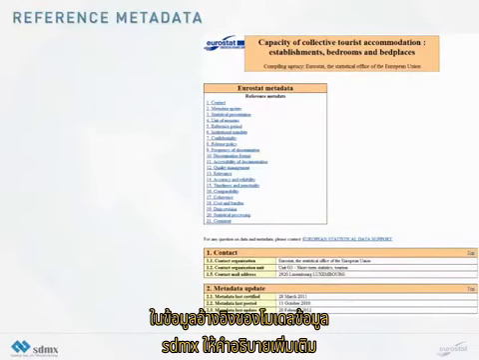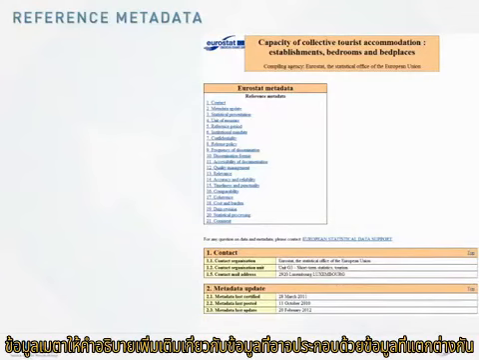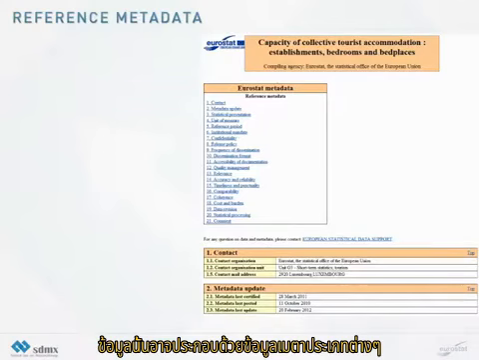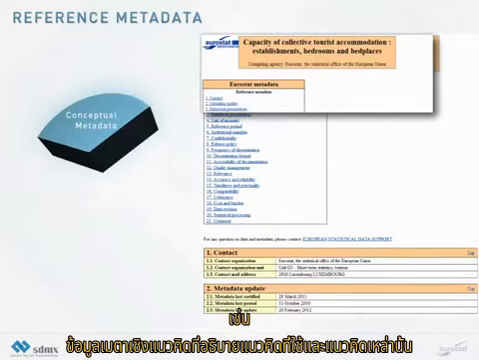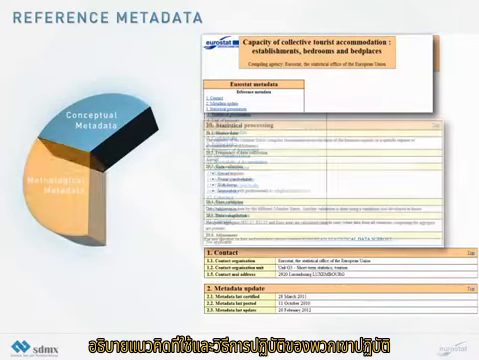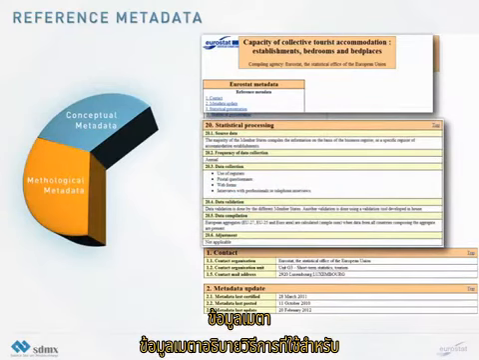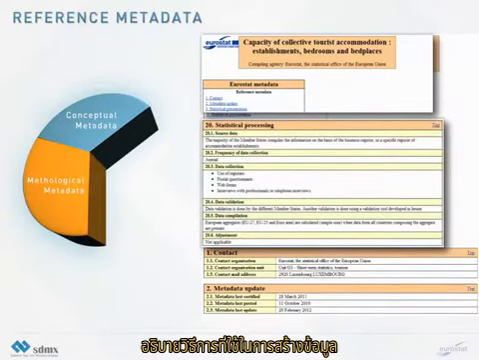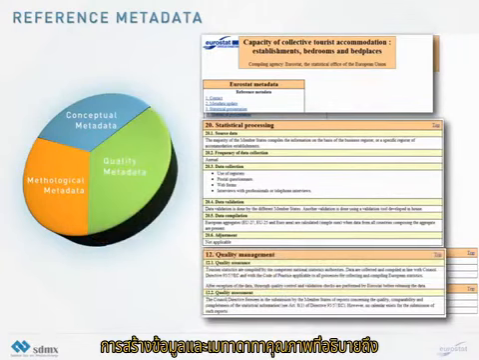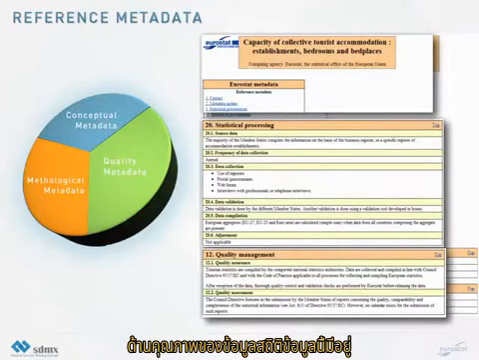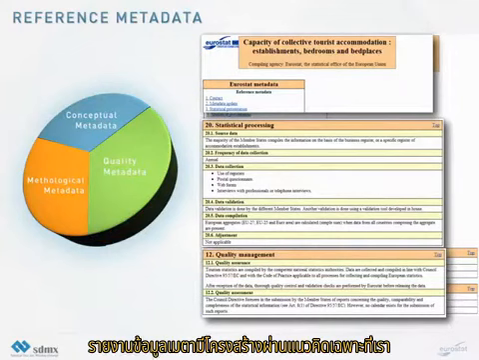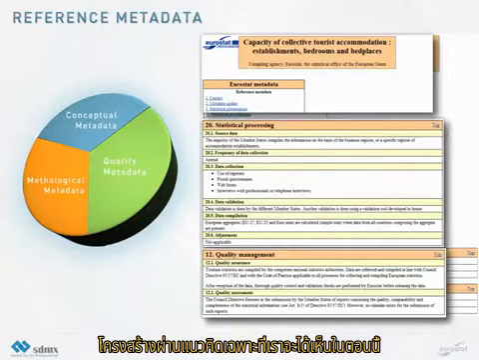In the SDMX information model, reference metadata provide additional explanations to the data. It may consist of different types of metadata, such as conceptual metadata, describing the concepts used and their practical implementation, methodological metadata, describing methods used for the generation of the data, and quality metadata, describing the different quality aspects of the statistical data. This information is contained into metadata reports structured through specific concepts we will see now.